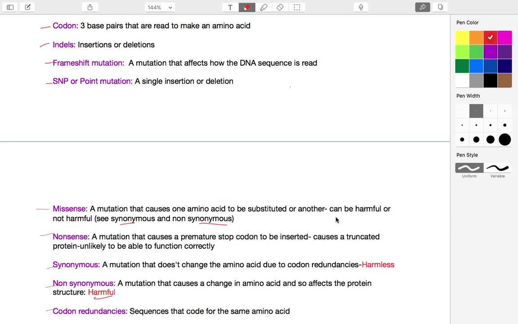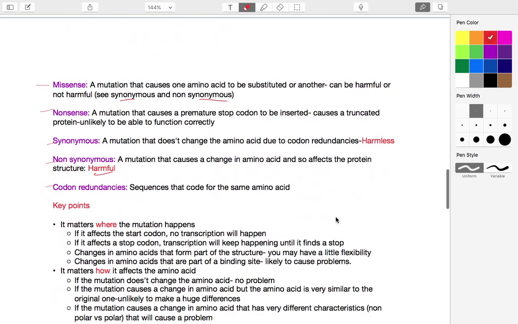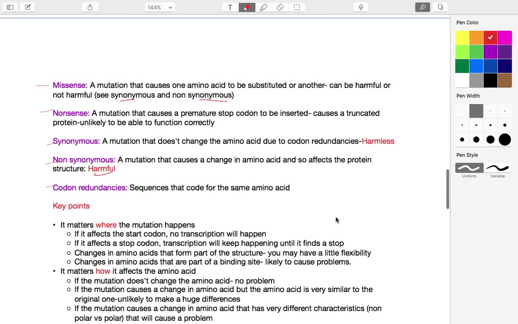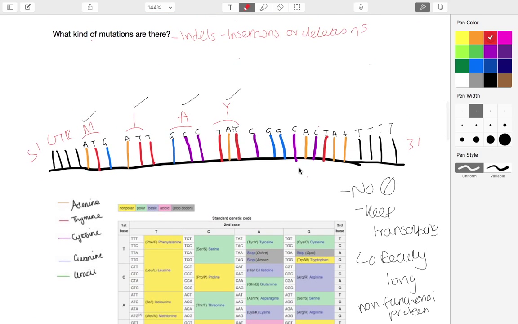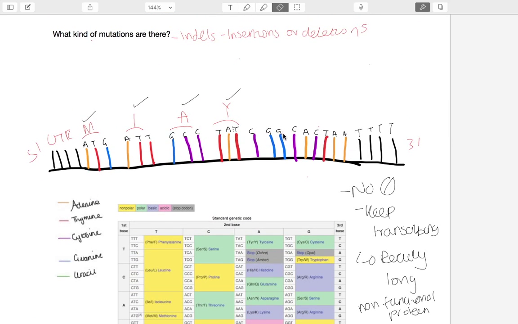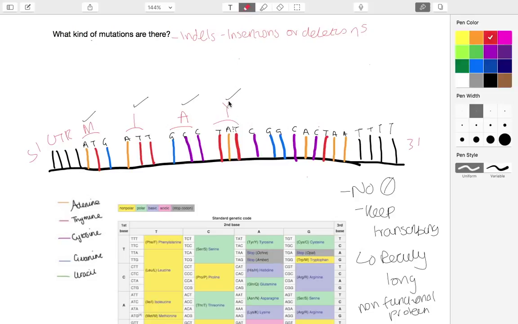Okie dokie. So our next one is a missense mutation. So a mutation that causes one amino acid to be substituted for another. Now this can be harmful or non-harmful. And we'll see synonymous and non-synonymous. So essentially synonymous is harmless and non-synonymous is harmful. So I did one I prepared earlier, and here it is. It was originally a Y, so let's remember that. This one is a Y.